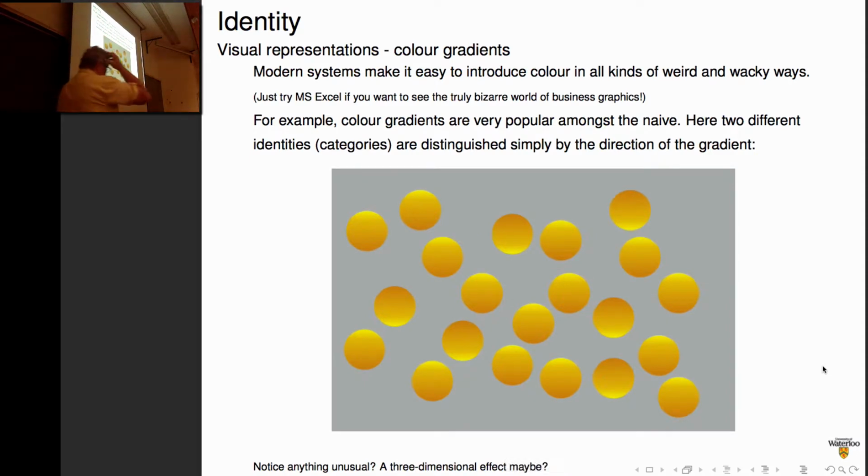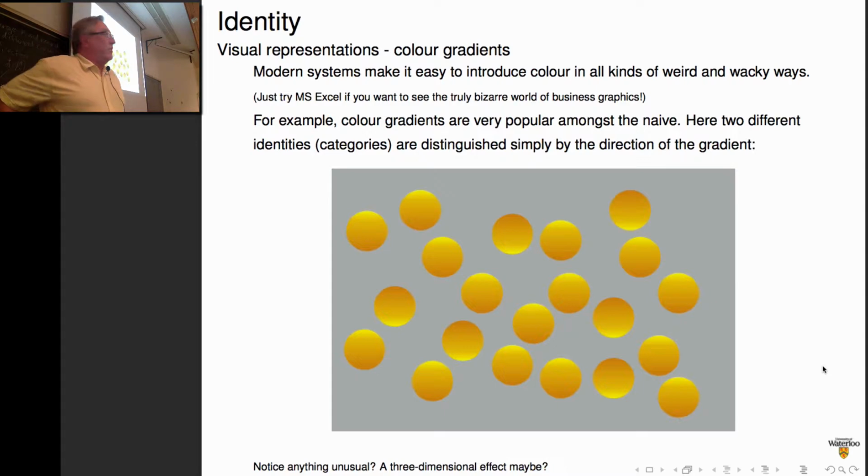Okay, other ways you might use colors. If you look at Excel graphics, you'll find that there's all kinds of ways of producing really, really bad graphics very easily. And one of them is to introduce a gradient all the time. So we have this gradient that's the same hue, but the saturation changes depending on which circle I'm looking at. And I can identify categories, two categories here, by whether the gradient is bright at the top or bright at the bottom.